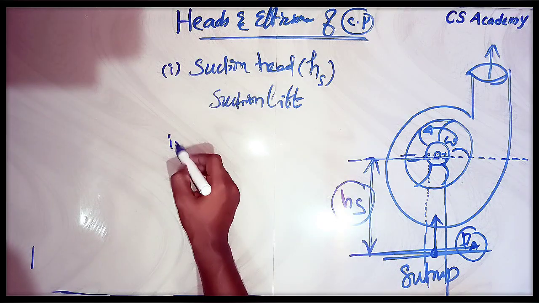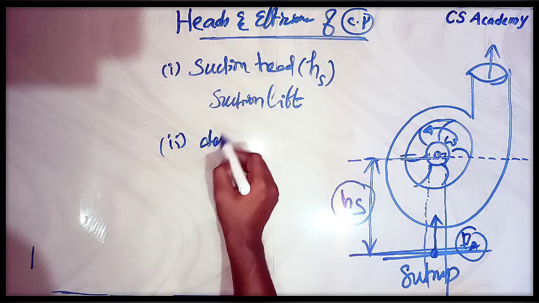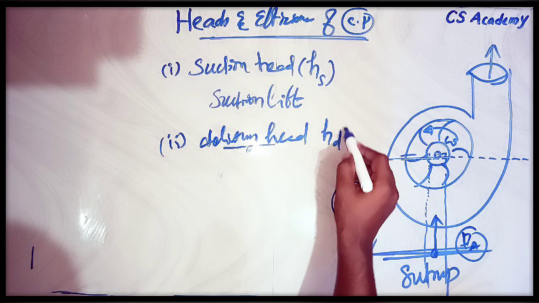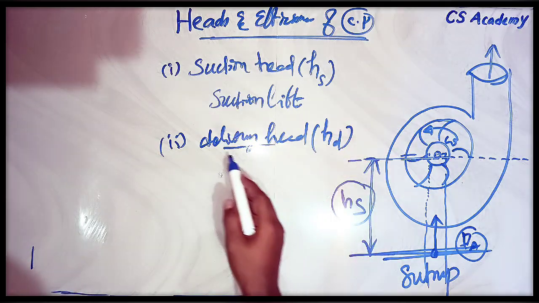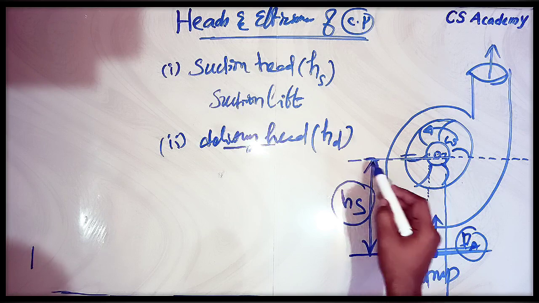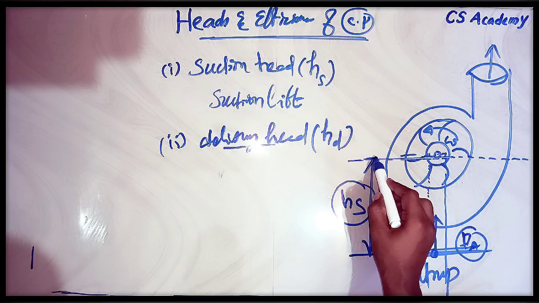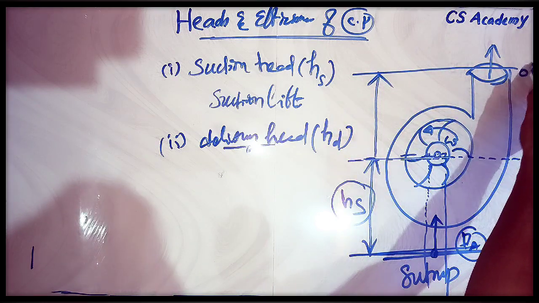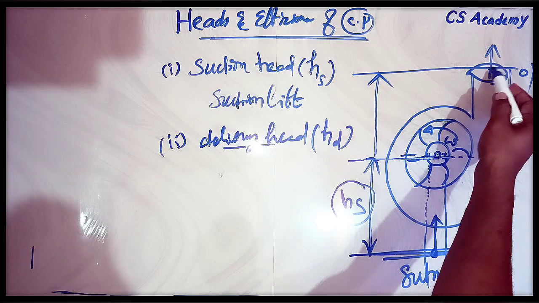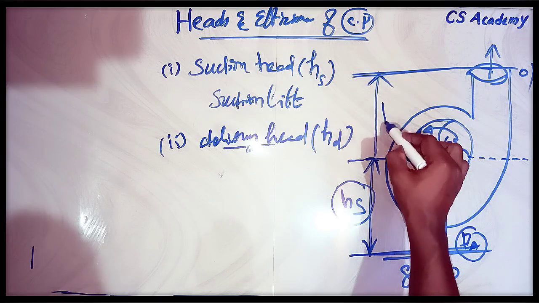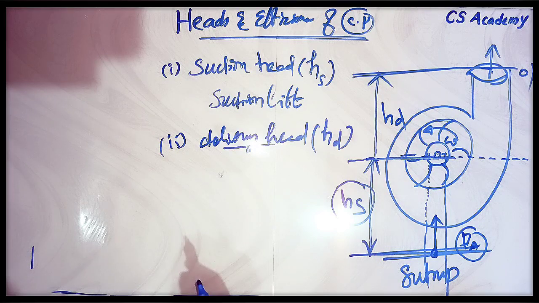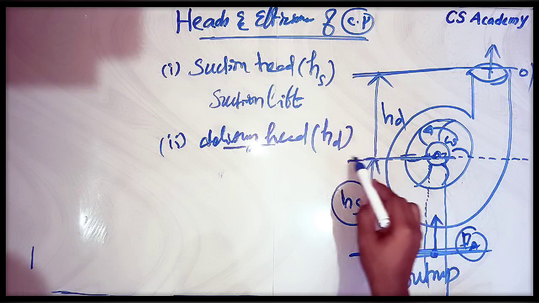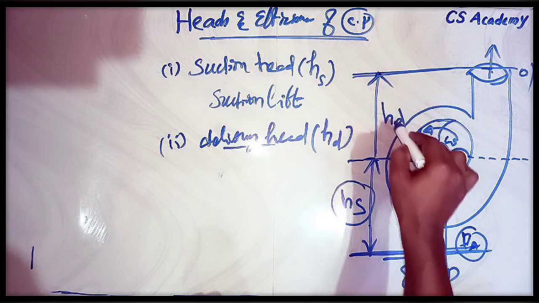One more head in the centrifugal pump is the delivery head. We will denote this delivery head as H suffix D. Let us see this diagrammatically. This is the axis of the impeller. From this axis of the impeller to this outlet pipe, this is the outlet. From this point to the center of this impeller is called the delivery head. Listen carefully here. From the sump to the center of this impeller is called the suction head, and the axis of the impeller to the delivery point is called the delivery head.